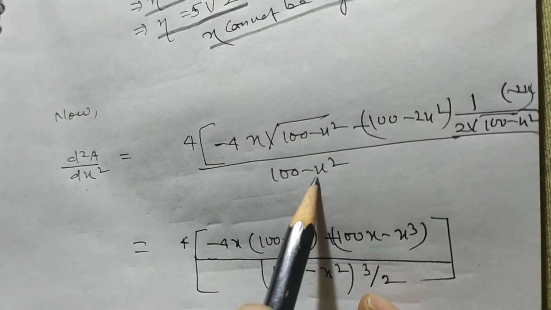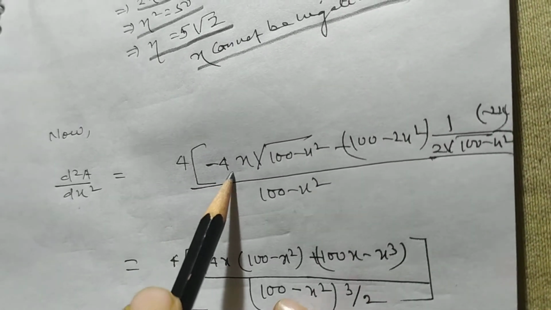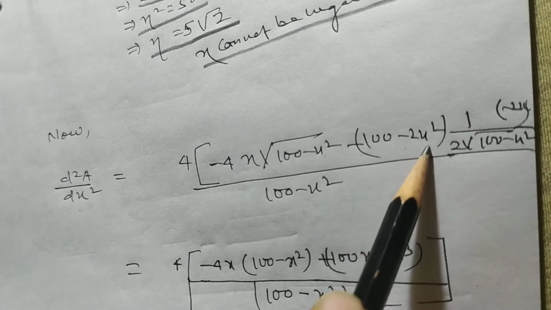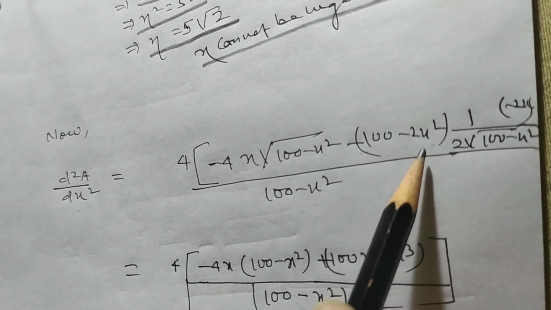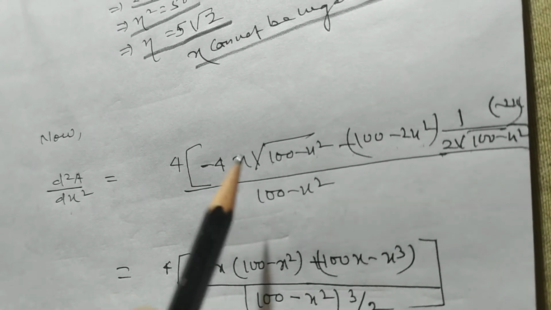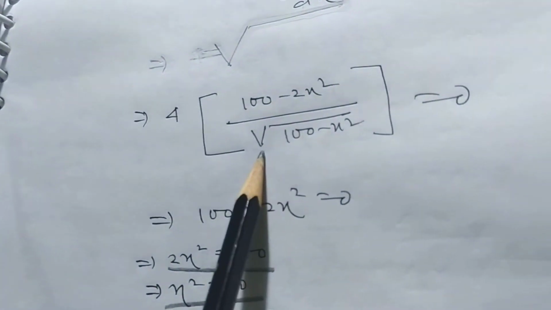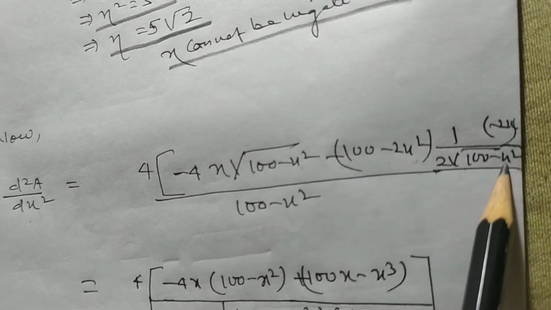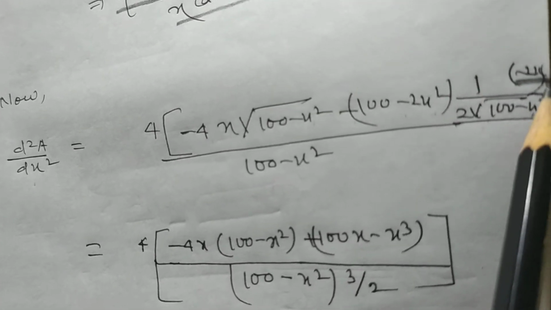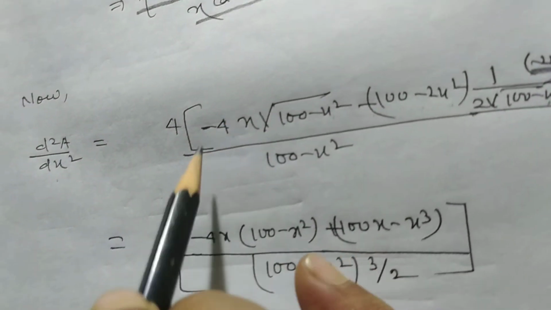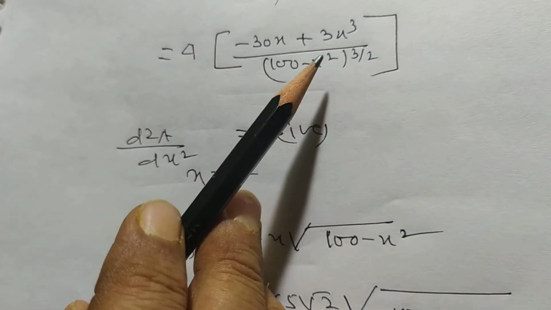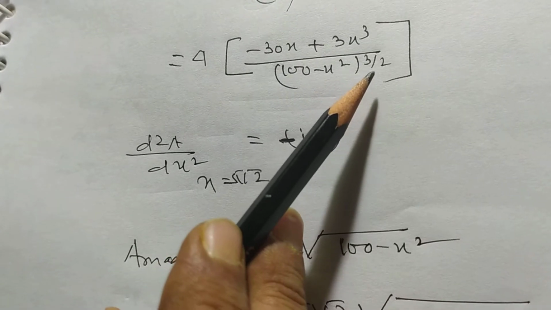It will be (100 minus root over 100 minus x square) whole square minus 4x root over 100 minus x square minus 100 minus 2x square. And now here d by dx of 1 by root over 100 minus x square is equal to 1 by 2 root over 100 minus x square, and differentiation of minus x square is minus 2. So my dear students, we will differentiate it by using the method of U and V, and after solving we get 4 minus 30x plus 3x cube over 100 minus x square to the power 3 by 2.